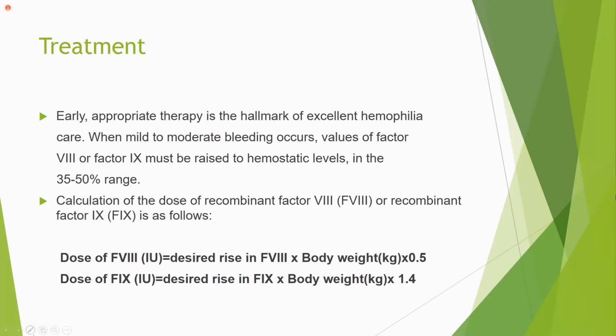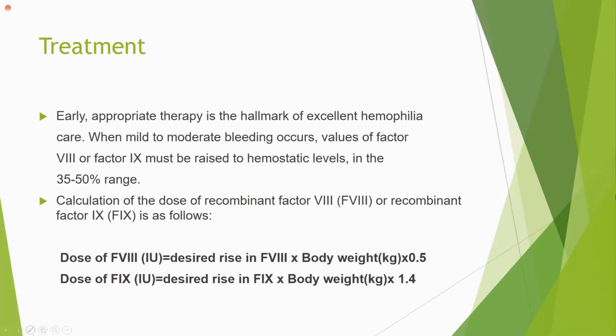Calculation of the dose of the recombinant factor 8 or factor 9 is as follows. For factor 8, the formula is desired rise in factor 8 multiplied by body weight multiplied by 0.5. This 0.5 is the constant for factor 8 and 1.4 is the constant for factor 9. And the desired rise in factor 8 is the factor level which we need to control the bleeding.